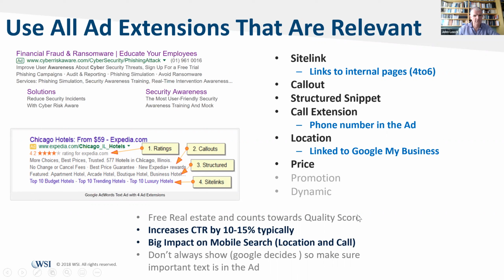Price is obviously more relevant for e-com type sites, less so for businesses that are looking for services or bookings. The main thing about these, as I said earlier, is that they increase click-through rate, and particularly location and call extensions have a big impact on mobile search, where increasingly 50%, 60%, maybe even more of the search volume comes from mobile these days. So having good performance on mobile is really important.